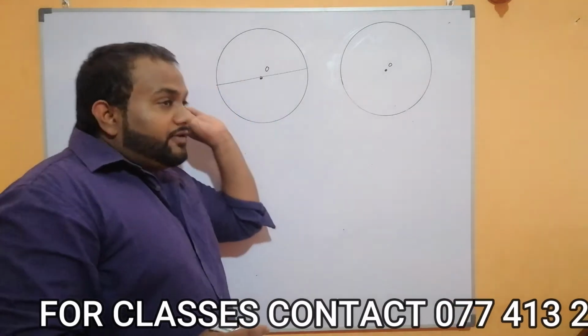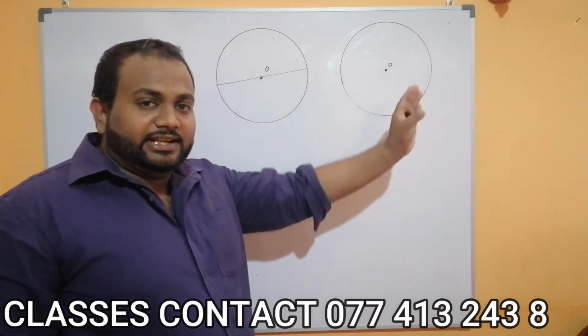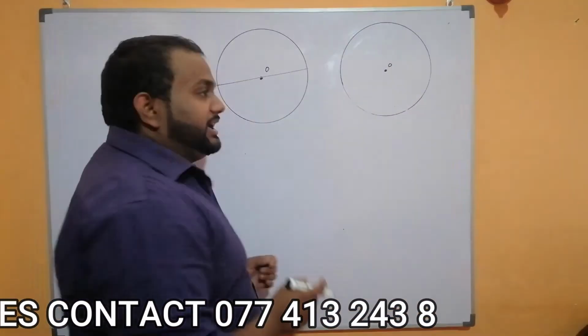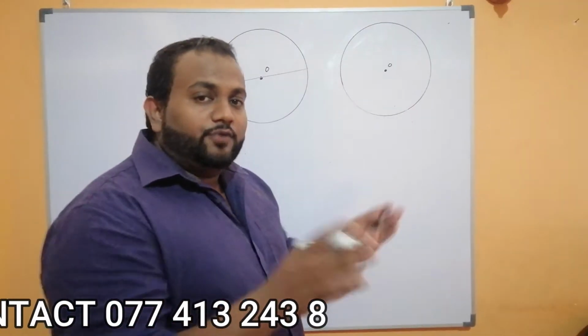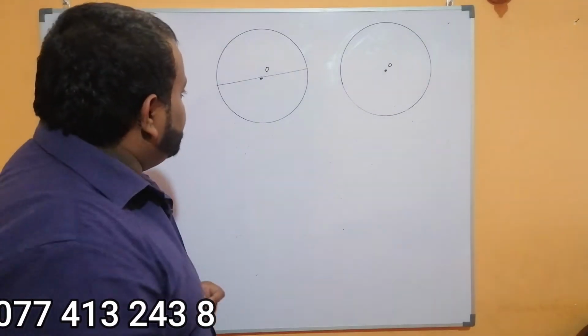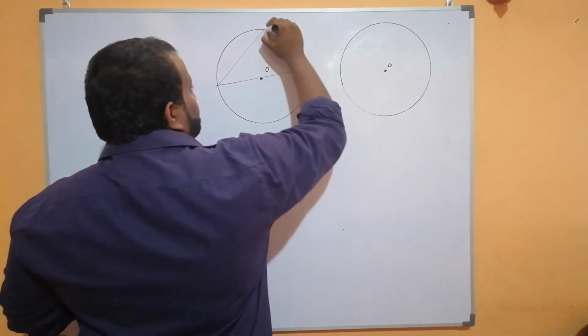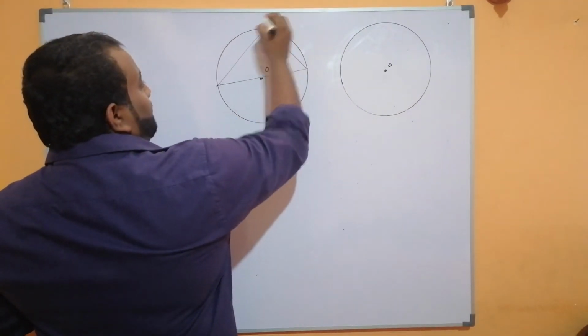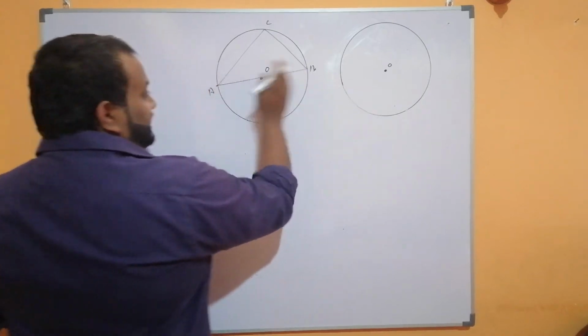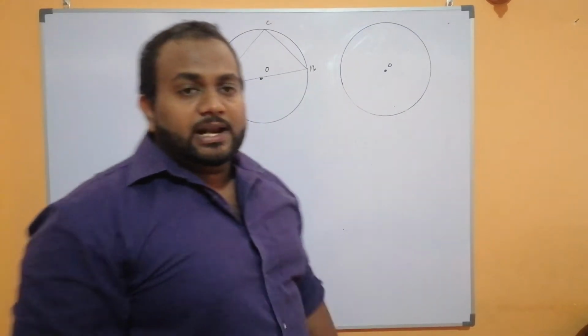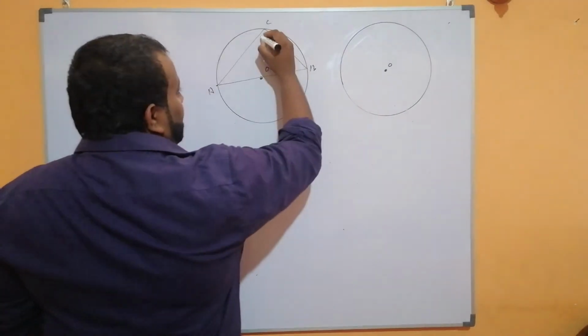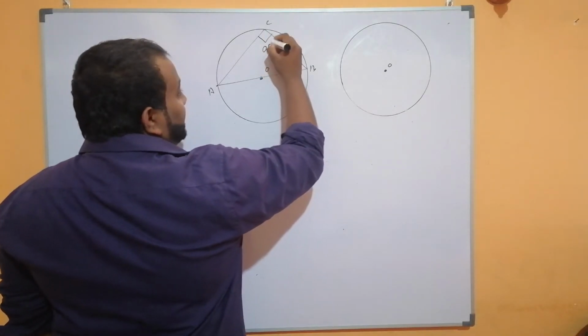This is the center. When a chord is drawn through the center, touching 2 points of the circle, remember from the previous video, we know that it is the diameter. Now, if I connected these 2 points at a single point, this particular angle is 90 degrees.